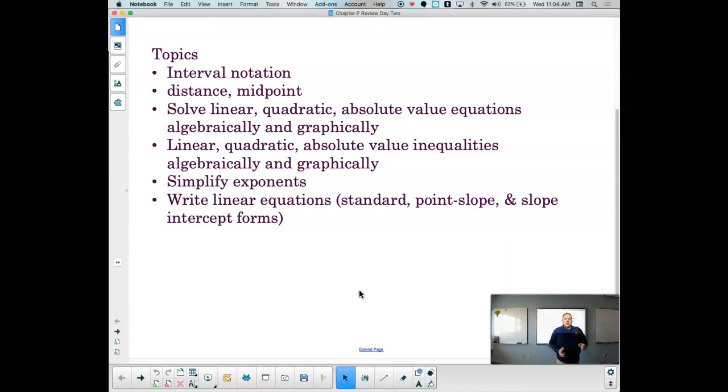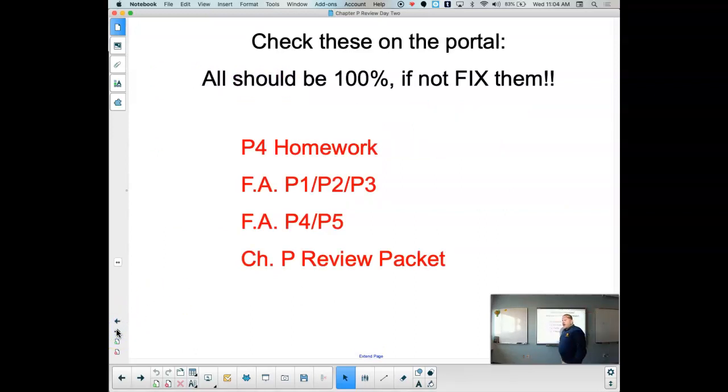Since this is your grading section and I am your grading teacher, what I would like you to do at some point in the very near future is make sure that all of these homeworks are at 100%: the P4 homework, that was the front and back of the note sheet, your P1, P2, P3 formative assessment, and your P4, P5 formative assessment. You can go on to the Infinite Campus portal and check them. I think you can also log back into It's Learning and check them there too. Make sure that those are 100%.